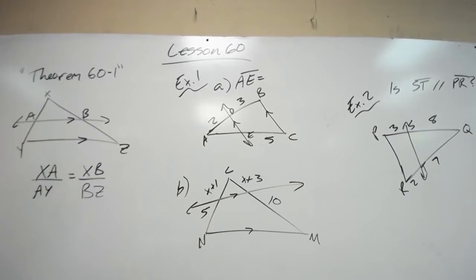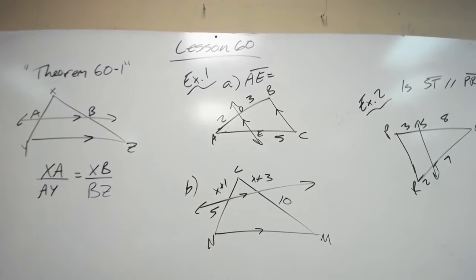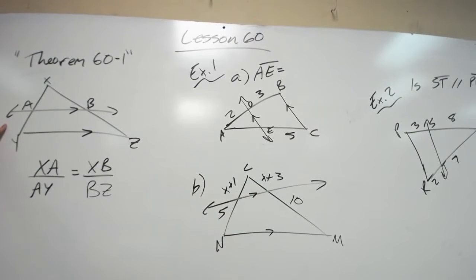We're going to look at proportionality theorems in lesson 60. Let's look at theorem 60-1 and kick this thing off. What 60-1 says is the triangle proportionality theorem.